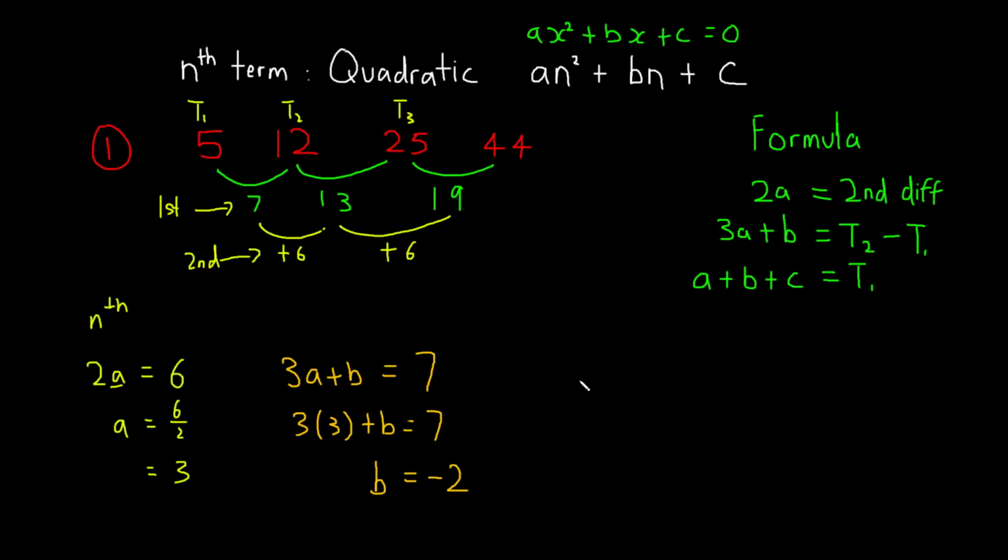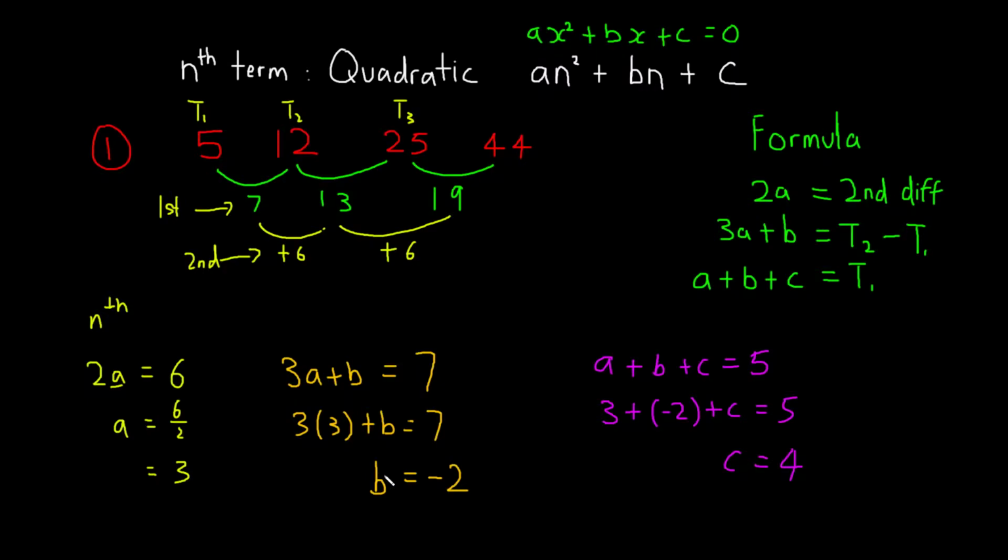And finally, you want to find c, from a plus b plus c equals to term 1. Term 1 over here is 5, okay? A we found out was 3, b we found out was negative 2, then plus c equals to 5. Look, we always solve the unknowns that we've already had, then only we use it. So 3 minus 2 is 1, plus c equals to 5. So therefore c is equals to 4.